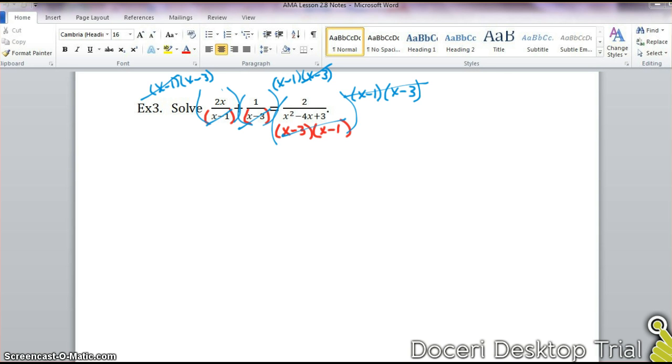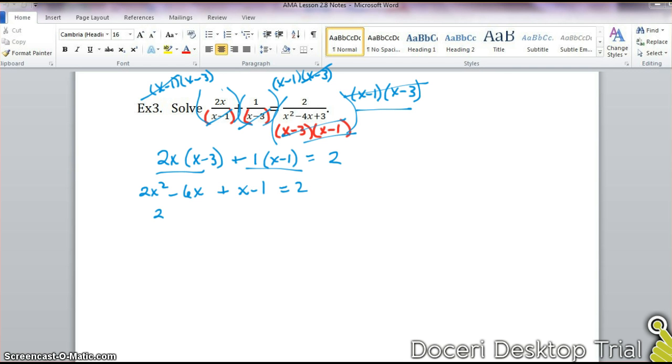And I can multiply it out. I have an x minus 3 times 2x, plus I have a 1 times x minus 1 equals, since my numerator and denominator canceled here and here, I have a 2 left. So I'm going to multiply this out, so simplify a little bit. 2x squared minus 6x plus x minus 1 equals 2. That's 2x squared minus 5x minus 1 equals 2.